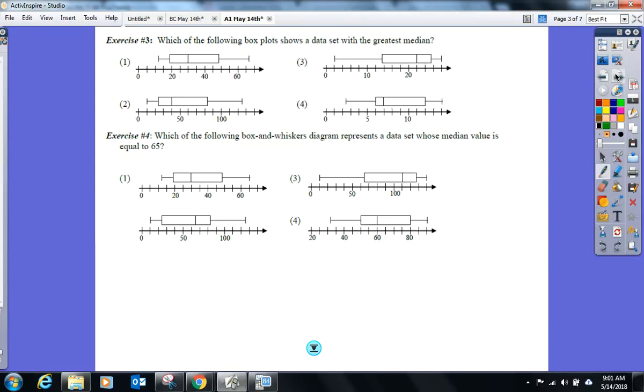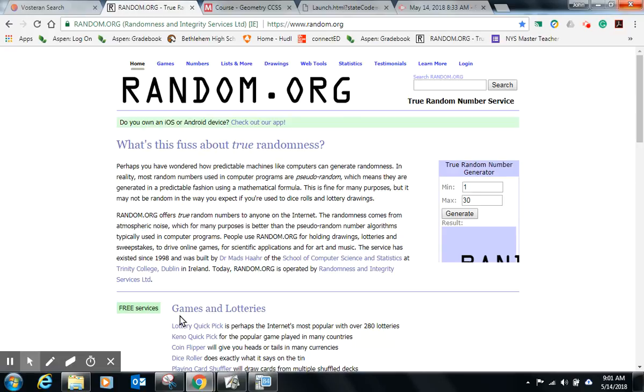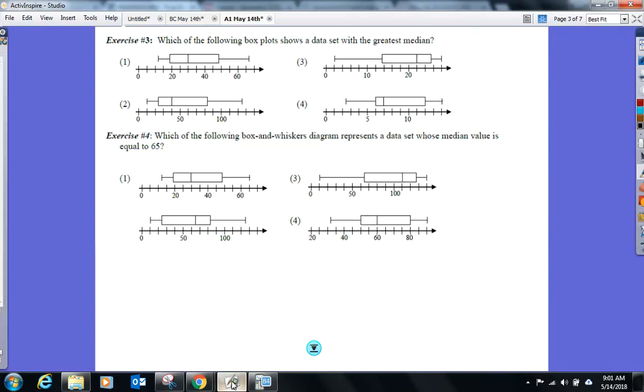Okay, which one did you think had the biggest median here? Joy, I need a number 1 through 30. 18, what do you got? Choice 3. Okay, what's the median on 3? Oh shoot, I did exercise 4.